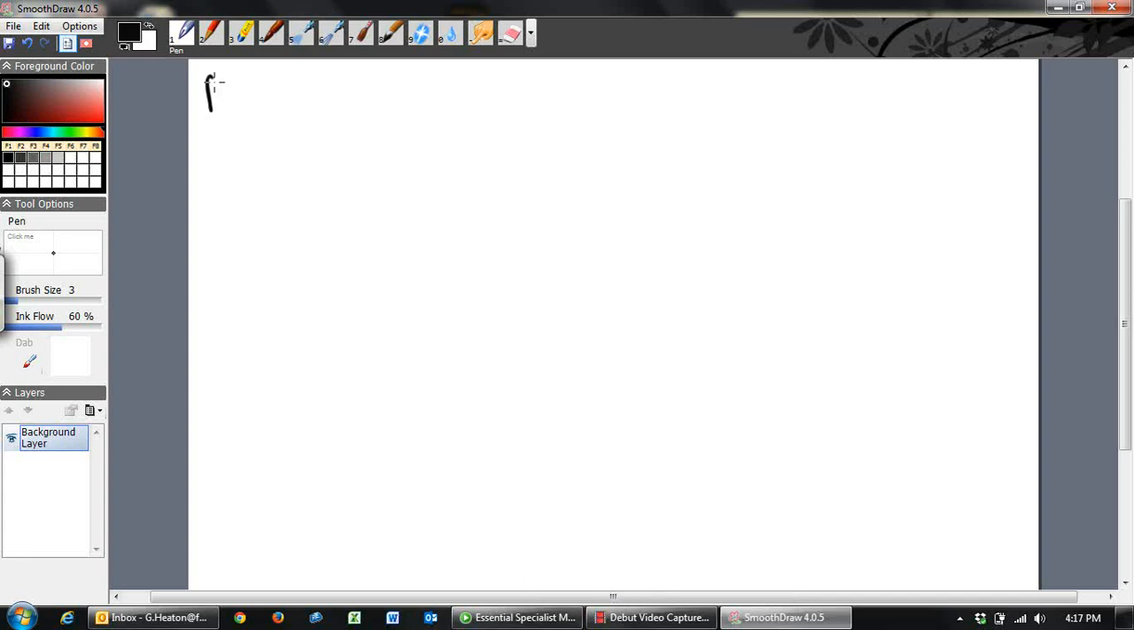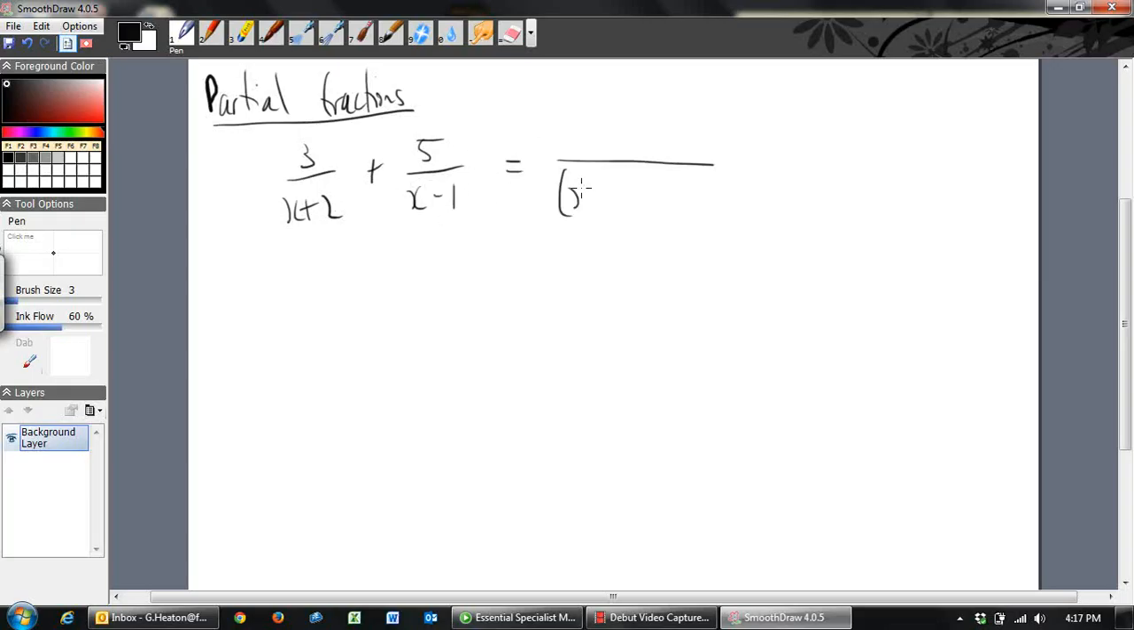And hello again. This is a video on partial fractions, and just as an introduction, let's have a look at something very familiar. If you have this function, 3 over x plus 2 plus 5 over x minus 1, and you add them together, you have on the bottom line x plus 2, x minus 1, and on the top line you get 3 times x minus 1 plus 5 times x plus 2, etc. I'll just keep going.